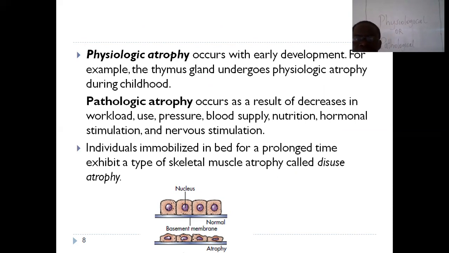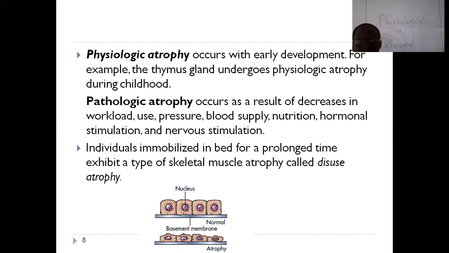On the other hand, pathological atrophy occurs as a result of decrease in workload, things like use, pressure, blood supply, decrease in nutrition, hormonal stimulation, and also decrease in nervous stimulation. A very good example here is polio. Someone with polio basically has one leg smaller than the functional leg. The reason is the decrease in nervous stimulation, and as a result, it atrophies. So that is what we refer to as pathologic atrophy.